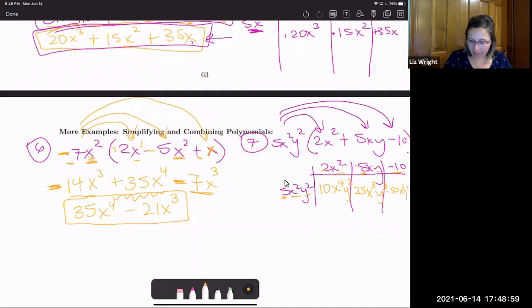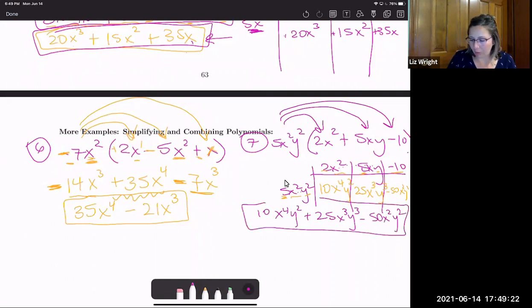And then finally, we are putting our answers in alphabetical descending order. We're seeing if we can combine any of them. And our final answer is going to be 10x to the fourth y squared plus 25x cubed y cubed minus 50x squared y squared. And then we circle or box that up.